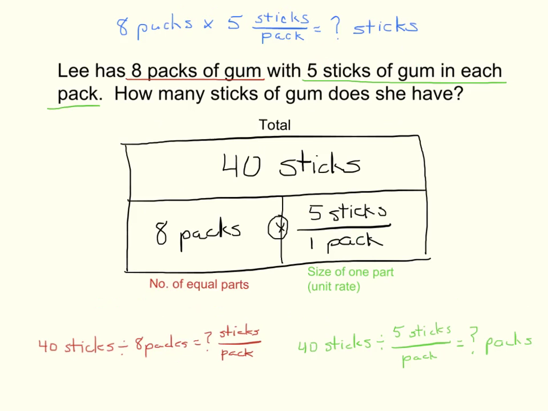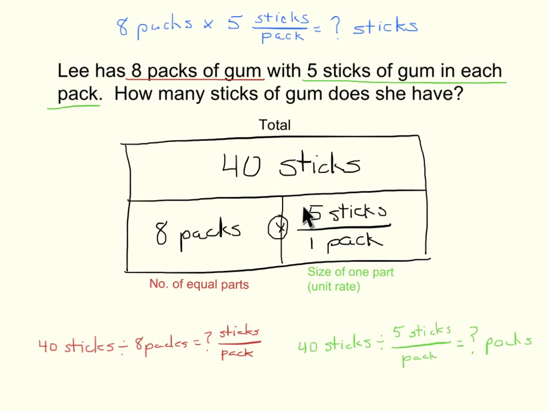As you're working on these fractional unit rate word problems, it might be helpful to go back and look with students at some of the earlier kinds of multiplication problems they have worked with, where they've been using a unit rate, they just might not have realized it. In this word problem, Lee has 8 packs of gum with 5 sticks of gum in each pack. There's the unit rate. It was a whole number unit rate, and the students probably were very comfortable thinking about 8 times 5 equals 40.